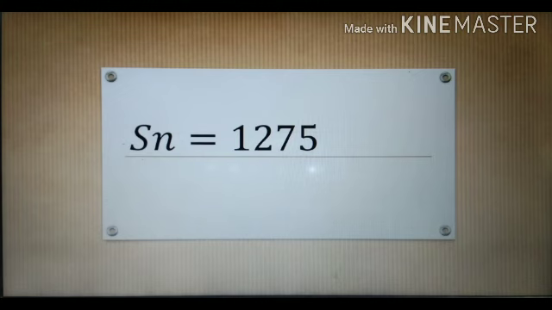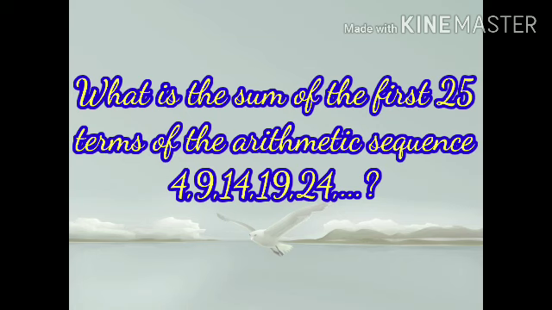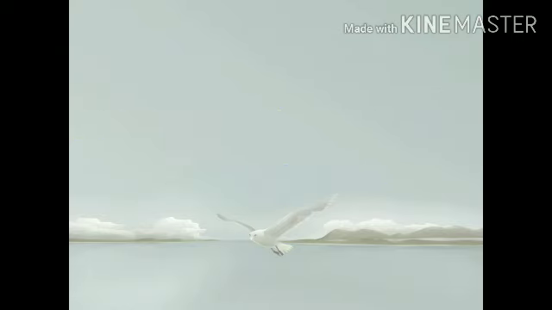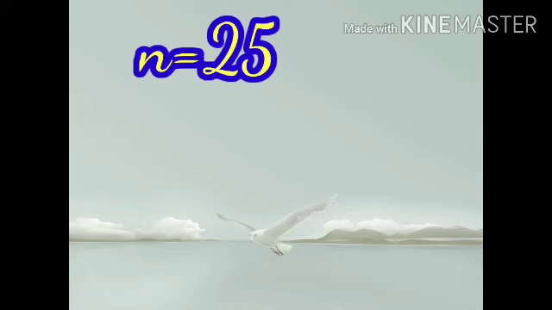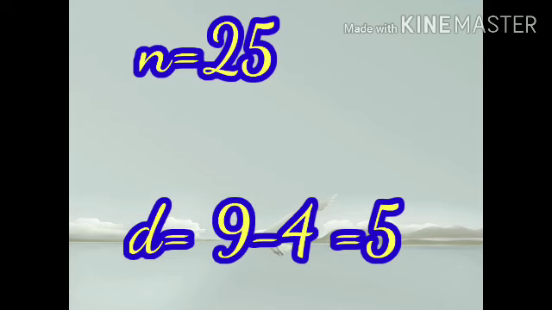1,275. What is the sum of the first 25 terms of the arithmetic sequence 4, 9, 14, 19, 24, and so on? If the last term is not given, we may use the formula S sub n is equal to n over 2 times the quantity of twice the first term plus the quantity of n minus 1 times the common difference. Using the given, n is equal to 25, the common difference is 5, and the first term is 4.